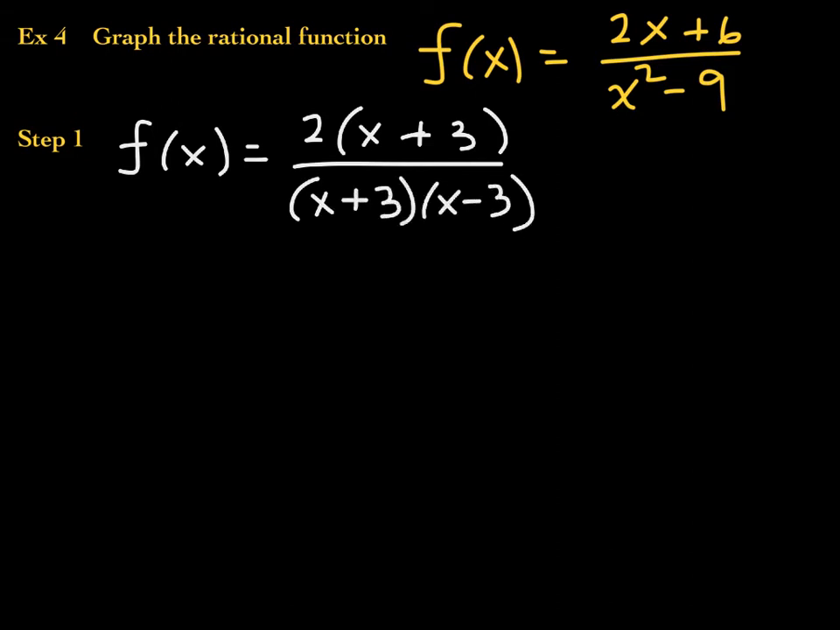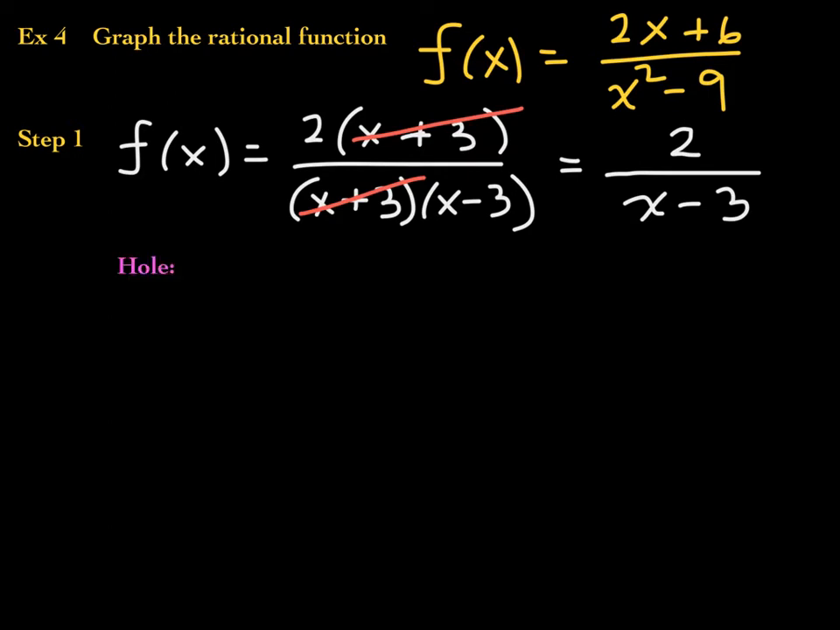Now you can see that you do have a common factor. You should divide those out. This will produce a hole in the graph. We have to figure out where the hole is. But before I do that, let me show you how this rational function can now be written as simply 2 over x minus 3. All right, everybody, let's find out where that hole is.